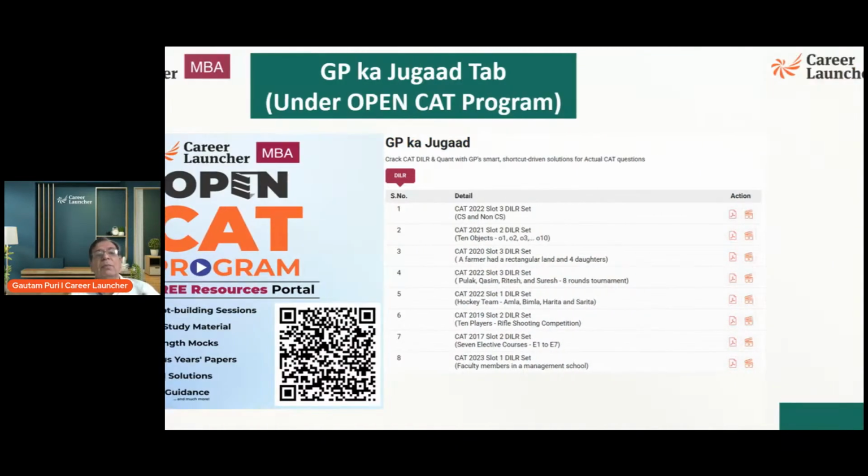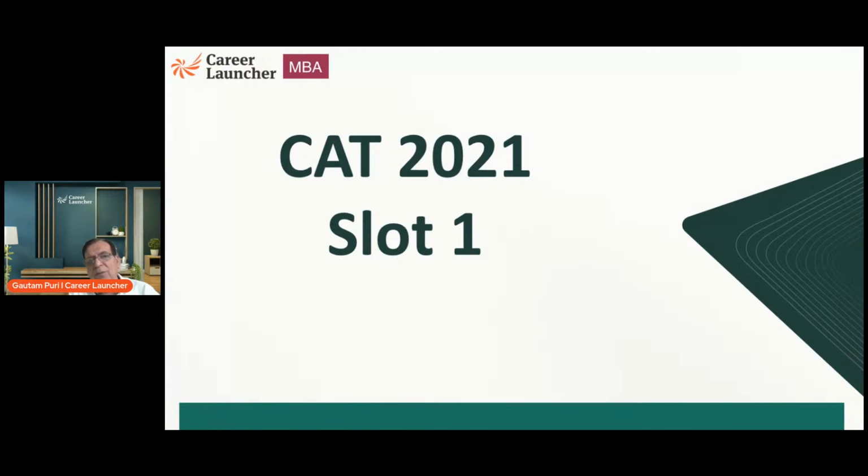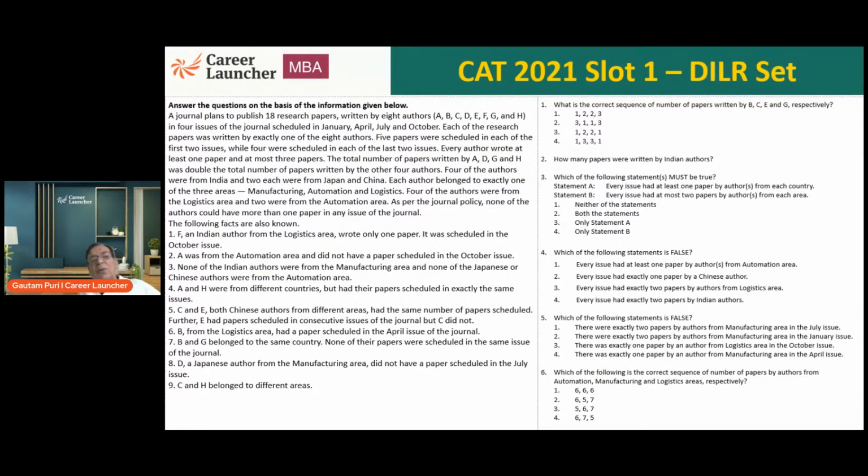Okay. Chalo, let's look at this CAT data set from CAT 2021. One of the more difficult sets of data. Difficult in that it was more time consuming. Okay. And there's something in this data set. If you look at the information closely, you'll be able to pick up.